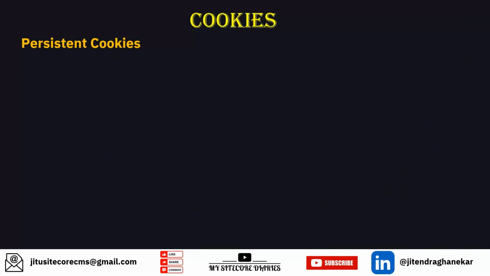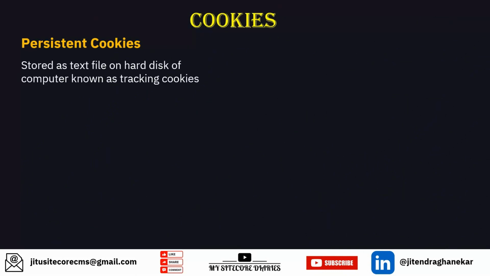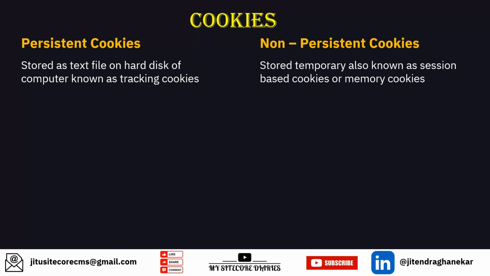Further, there is the persistent cookie. What is a persistent cookie? It is stored as a text file on the hard disk of a computer, and it is also known as a tracking cookie. Whereas non-persistent cookies are stored temporarily and are also known as session-based cookies or memory cookies. They are only for temporary purposes.